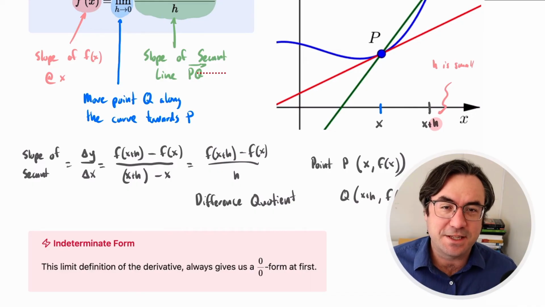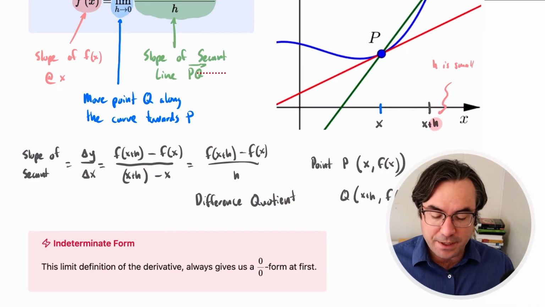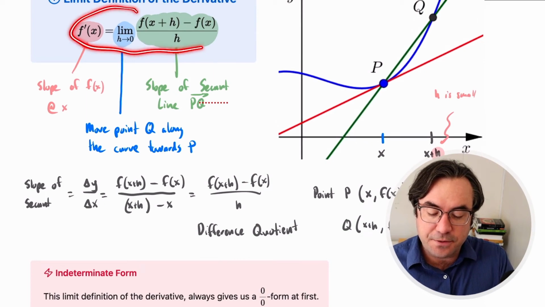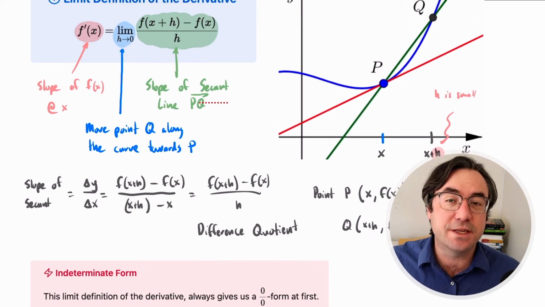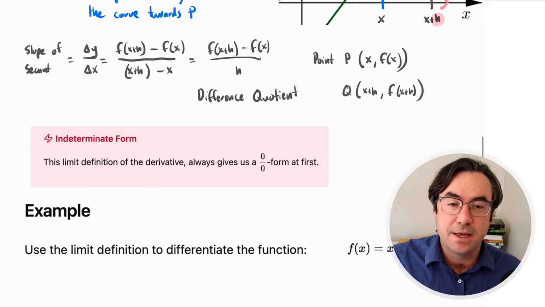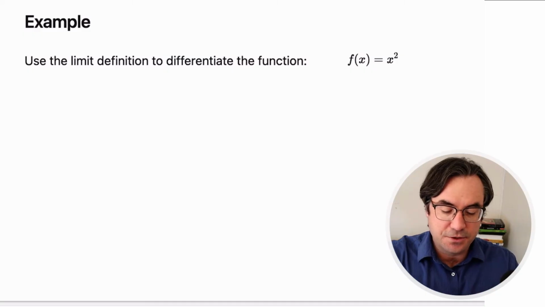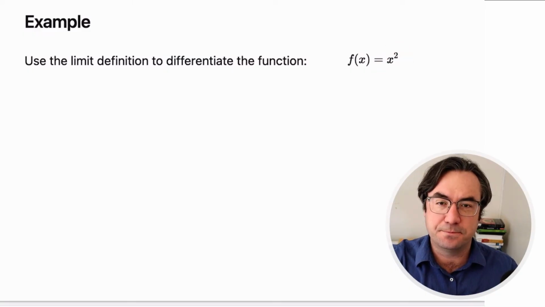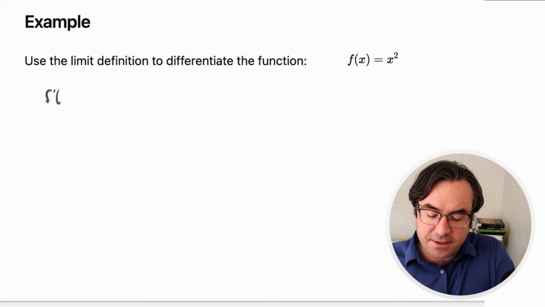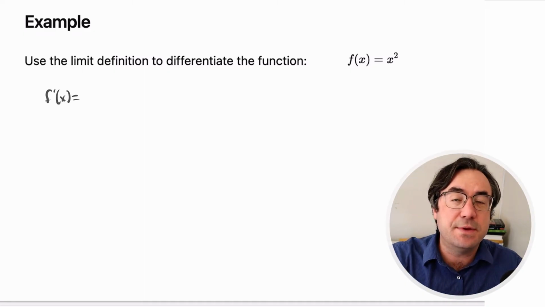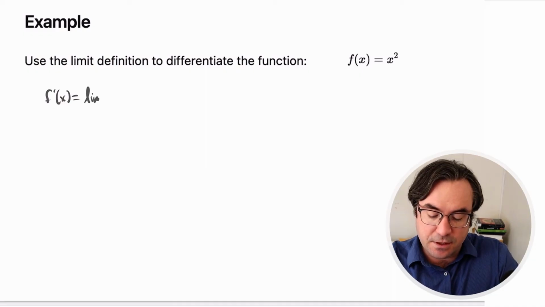So let's actually try an example where we go through and we calculate the derivative of a function using this definition. And we're going to do it for kind of an easy function to start with. So we're going to do it for the function x squared. All right, so let's start by writing down f prime of x, and let's write down this limit definition. So it's the limit h going to 0, f of x plus h minus f of x all over h.